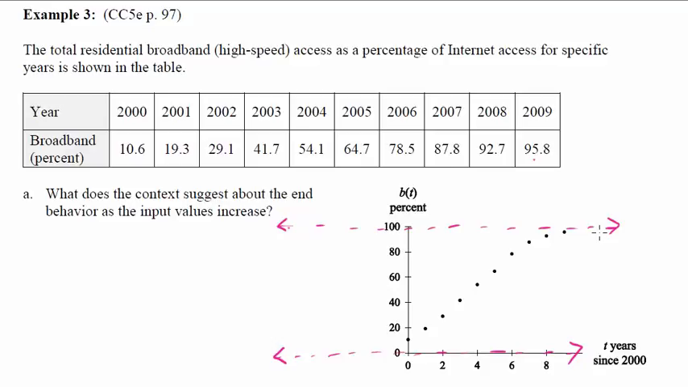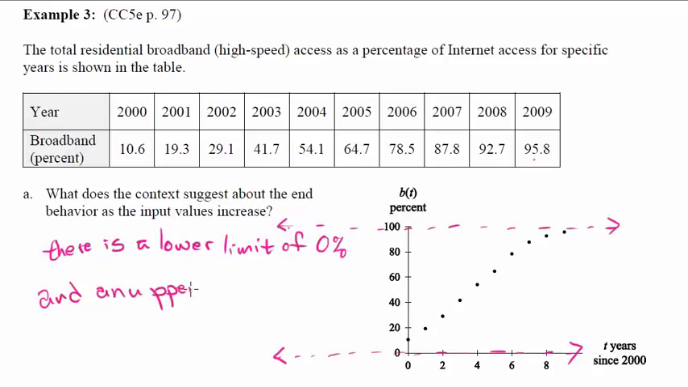So what does the context suggest about the end behavior? There is a lower limit of 0% and an upper limit of 100%. Because I have those limiting values and an inflection point, we're going to go with a logistic model.